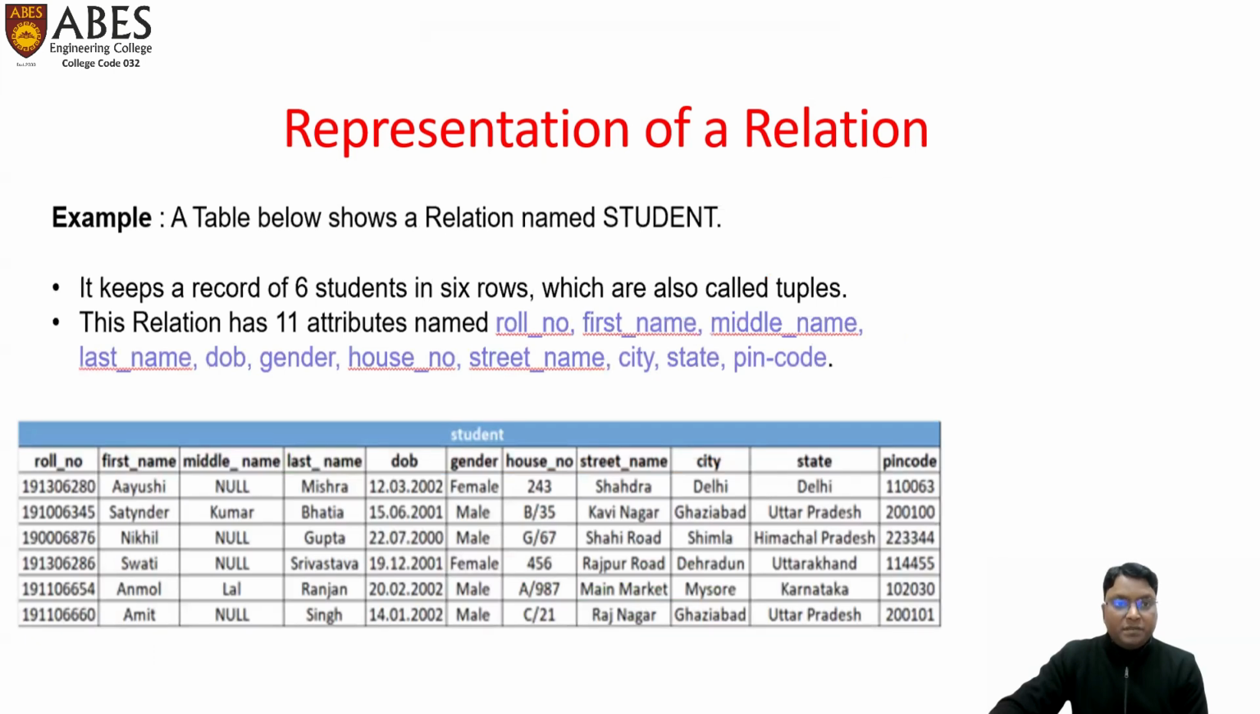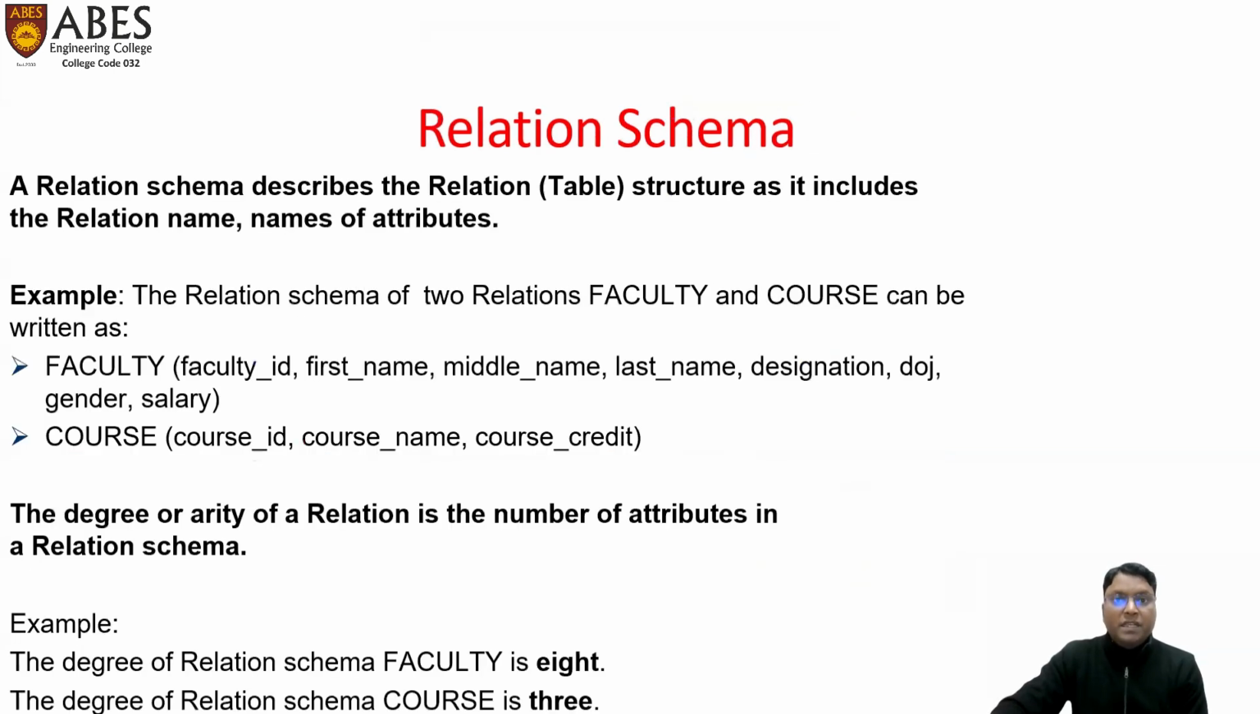Representation of a relation by a given example. If you consider this example, it keeps a record of 6 students in 6 rows, which are also called tuples. This relation has 11 attributes. As you can see, there are 11 columns in the table: roll number, first name, middle name, and so on up to pin code. So these are the attributes of the entity student.